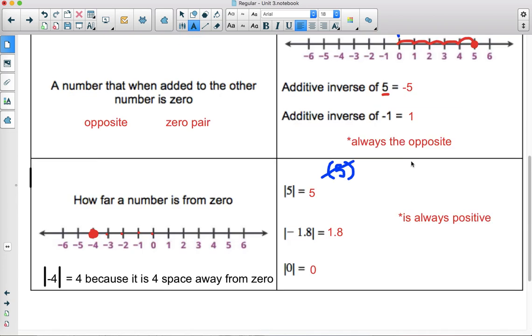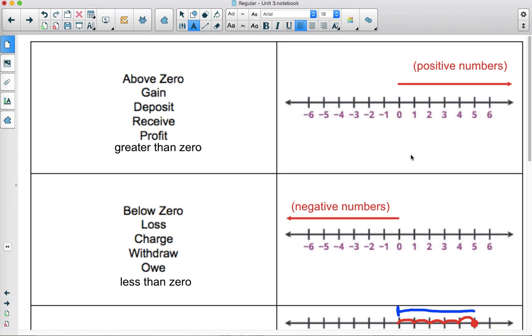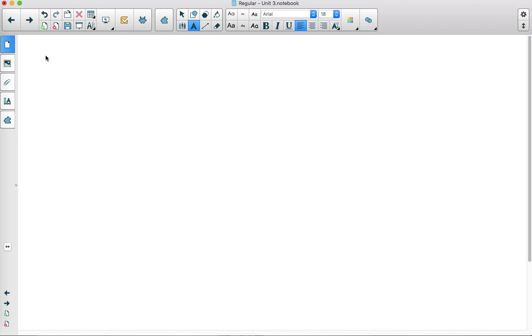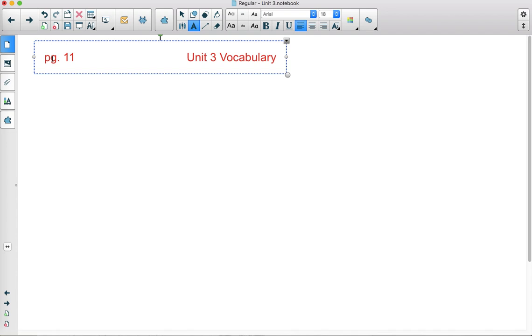Okay, so here's what I want you to do. I want you to take these notes and I want you to get them put into your math journal. We're going to, really quick, in your math journal, I think we're on something like page 11, and then you're going to write Unit 3 vocabulary, and then today's date.